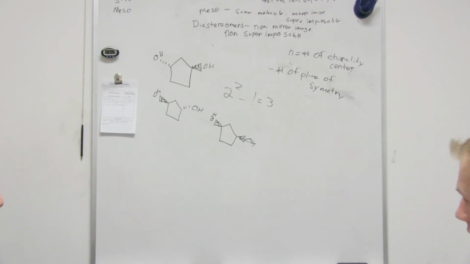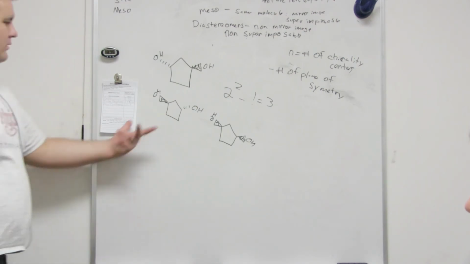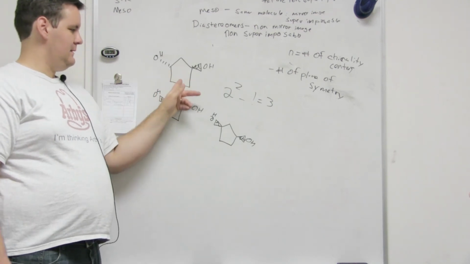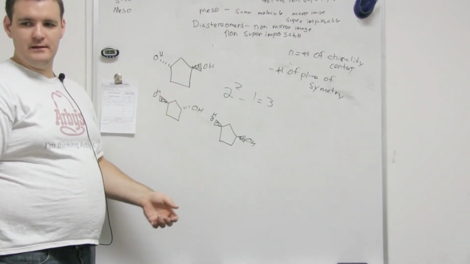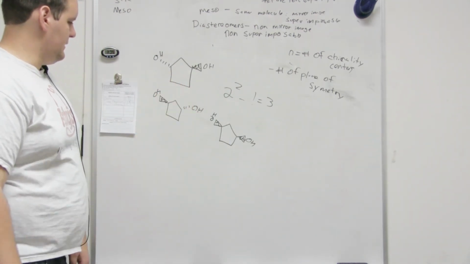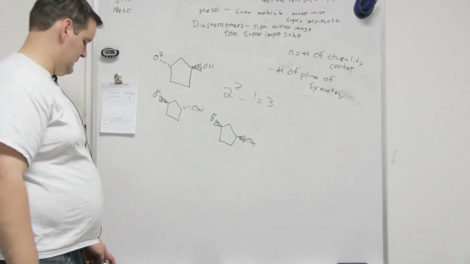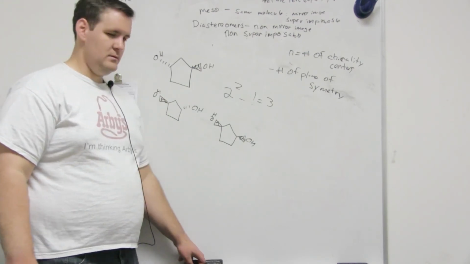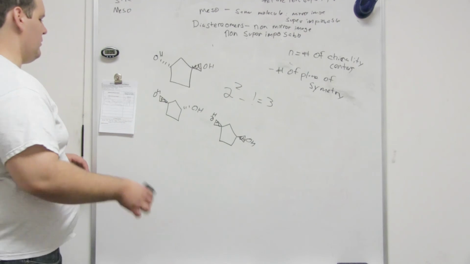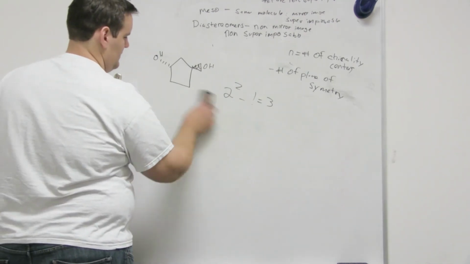So your mirror image of that would have the 2 dashes and 2 wedges. 2 dashes are the same thing as the 2 wedges, you just have to pancake it. Or if you pancake this guy, these two are obviously different. Okay, that's how you look at it. Does that make sense with the whole meso deal? Yeah, that makes a lot of sense.